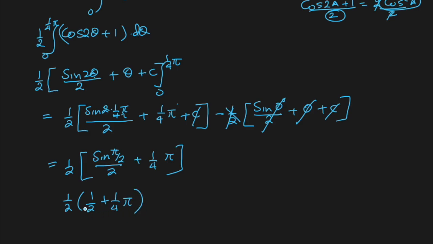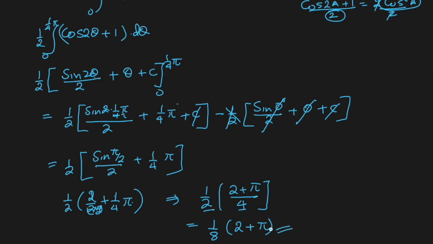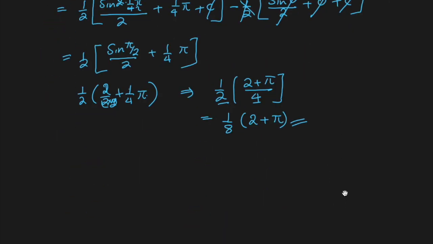If you want to make them the same denominator, we can multiply here by 2 and here also by 2, so that they have the same denominator and we can add them. So half, and we get 2 plus pi divided by 4. The simplest form is that this 2 and this 4 multiply: 1 over 8, 2 plus pi. This is the exact value of the definite integral we were given.